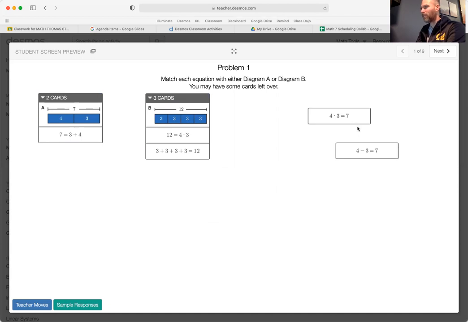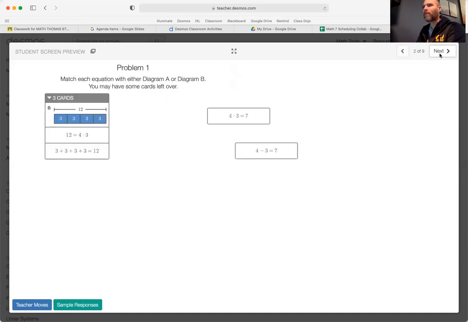These two equations here, these are what we would call false equations or untrue equations. 4 times 3 equals 7. It's not right, right? We say it's not true though. The same thing with 4 minus 3. That's an untrue equation. 4 minus 3 does not equal 7. All right, let's move on.